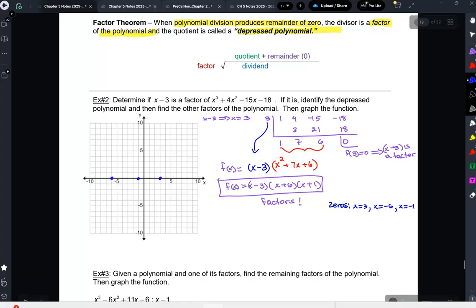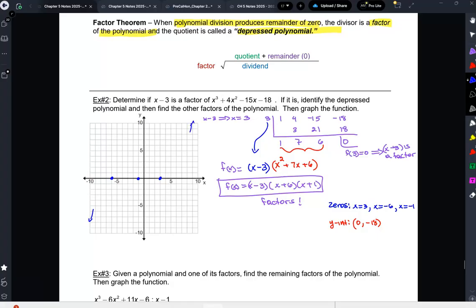What's the y-intercept? Negative 18. Okay. All right. So here we go. The zeros are 3, negative 6, and negative 1. And then how about the end behavior? It's odd, yeah. So it's like here and this, right?